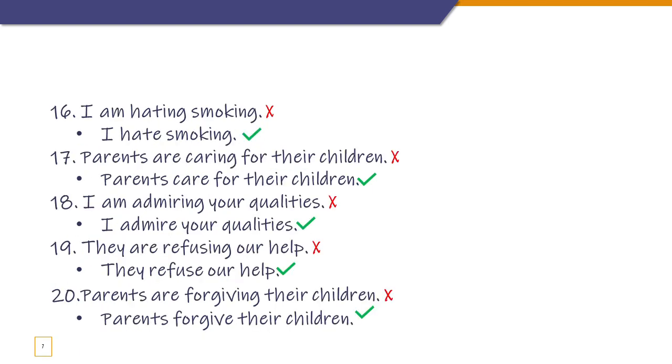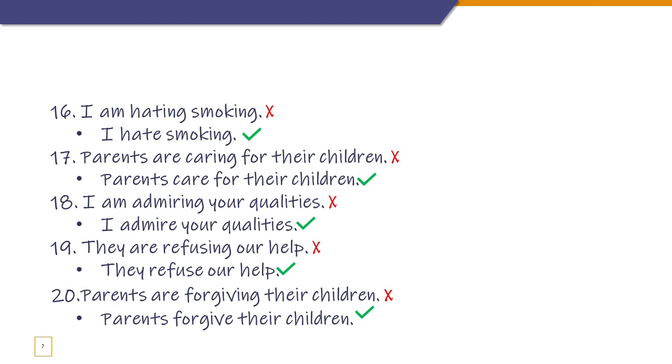So next one, again, likes and dislikes. I'm hating smoking. Even if you've liked it in the past, or even if you want to like it in the future, even if you hate it only for a temporary moment, you still can't say I'm hating. You generally say I hate smoking. Next one, parents are caring for their children. Is that a statement that talks about parents' love for their children generally? That doesn't appear so. So parents care for their children is more appropriate.